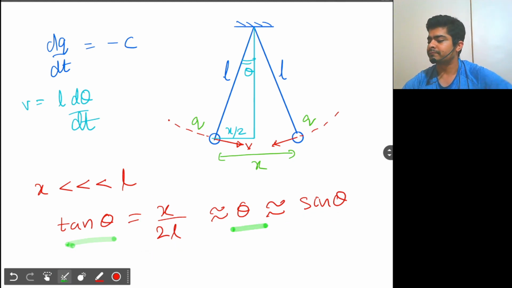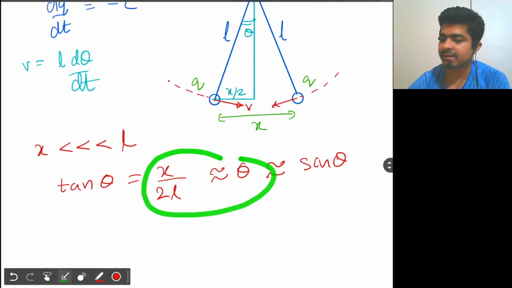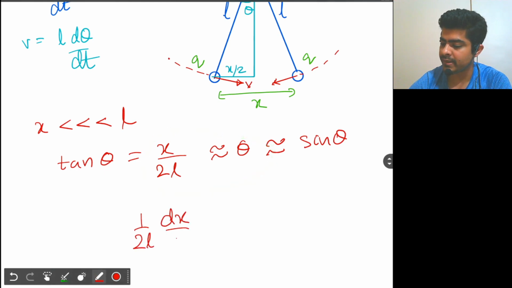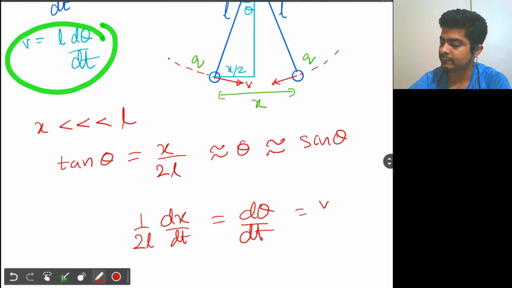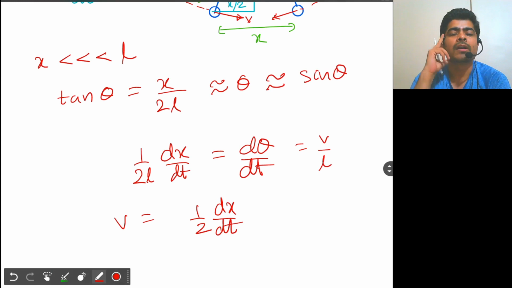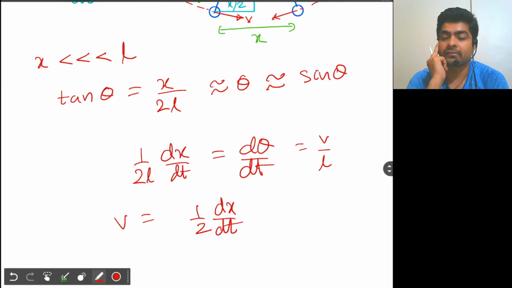Now, when I differentiate this equation, I will get 1 by 2L dx by dt is equal to d theta by dt. And from here, d theta by dt is V by L. So I got that velocity v will be half of dx by dt. So basically, if I can find dx by dt, I can know the velocity v. So to find dx by dt, first of all, I need to relate x. So how do I relate x?